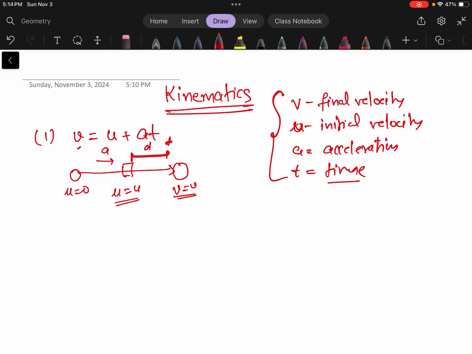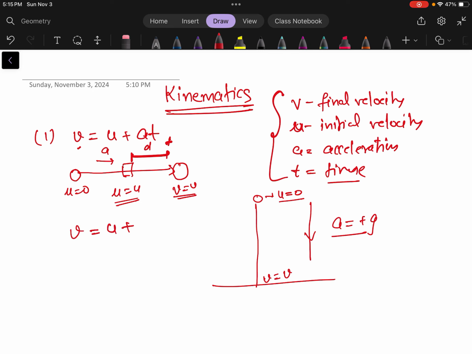In the same way, let's take an example in a vertical direction, if a body is freely falling from the top. At the top the initial velocity will be 0, without any force applied, like an apple falling down by itself from the tree. So initially U is equal to 0. When it hits the ground, the velocity will be V, and the acceleration will be in the downward direction, so the acceleration is G. Gravitational force is applied on it. So the equation is V is equal to U plus GT, and it will take a time T to reach from this height to here. So U is 0, and V is equal to GT.